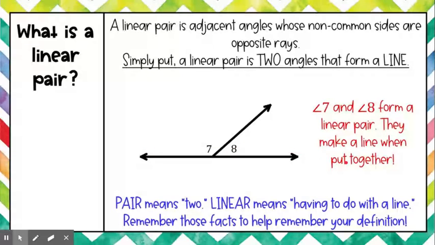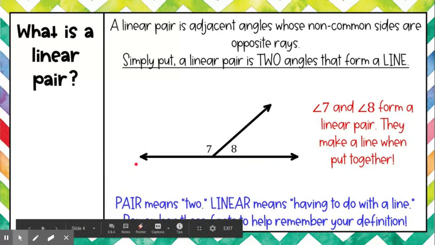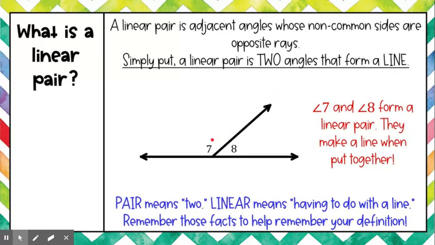And a straight line is 180 degrees. So we know that whatever this angle is plus whatever this measure is, it equals 180 degrees or makes a straight line. So pair means two, and linear means having to do with the line. So remember, a linear pair is two angles that make up a line.